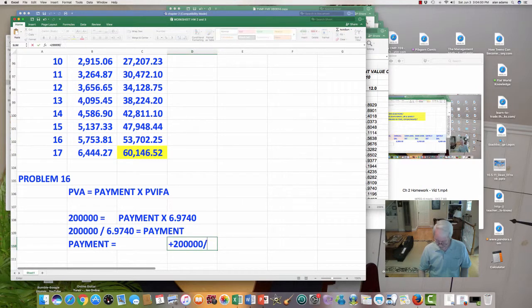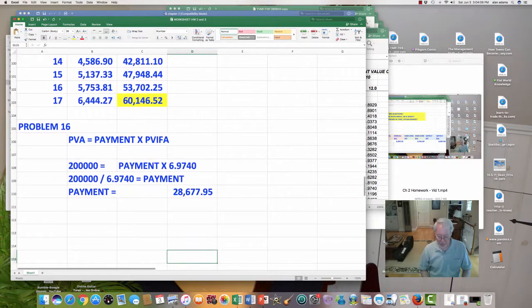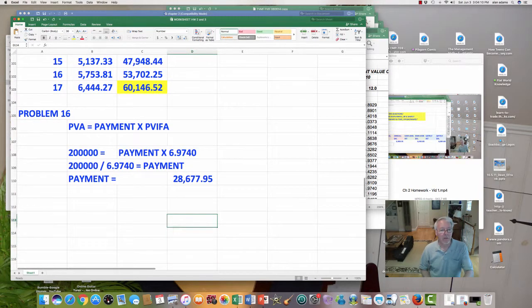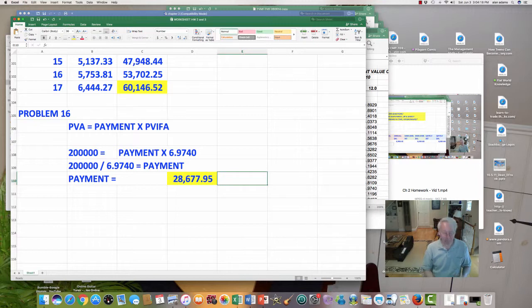200,000 divided by 6.9740. And by the way, if I can't make the numbers dance the right way, I am obviously going to make sure that we correct it before I post this. Okay, so my number, I think, is $28,677.95 per year. That's my annuity. I believe that's how much this gentleman can take out every single year.